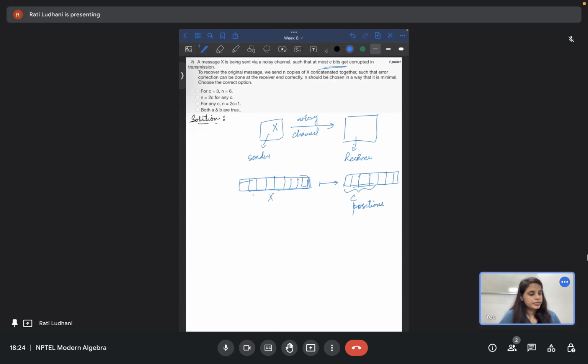Now, to recover the original message, we send n copies of X concatenated together. We want to recover the original message. So what is happening? We send n copies of X. For example, you want to send 0 1, so you have X to be 0 1.